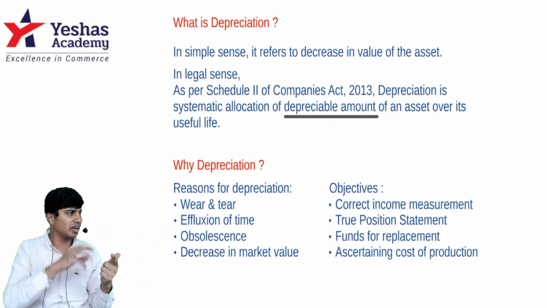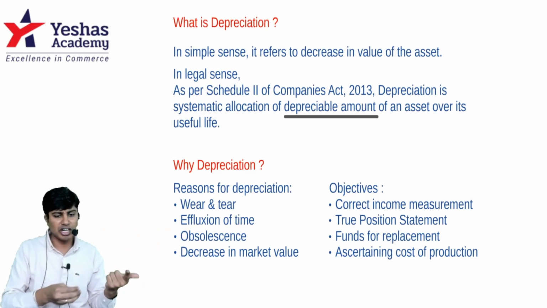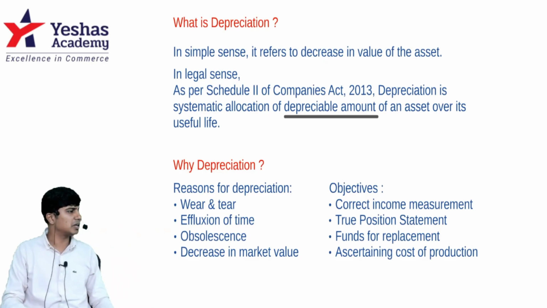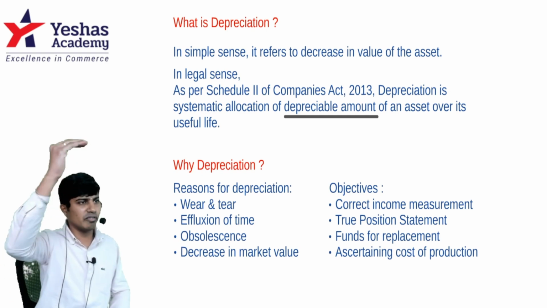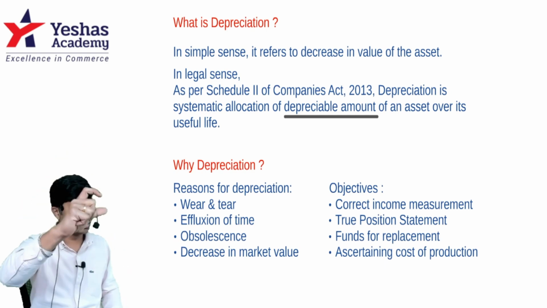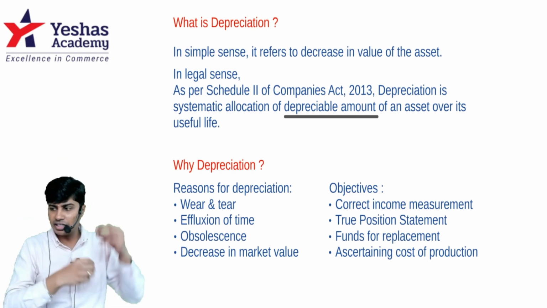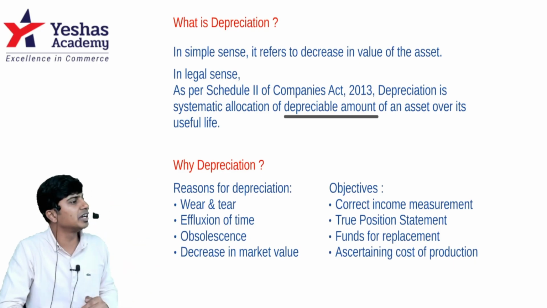So the objectives of depreciation are correct financial statements, that is both income statement and position statement, and identifying the cost of production so that you can fix the selling price based on the profit required, and also arranging funds for replacement. Every time you record an asset of 1 lakh depreciated by 10,000, you reduce it to 90,000. You will know that 10,000 rupees is depreciation, so profit will decrease by 10,000.